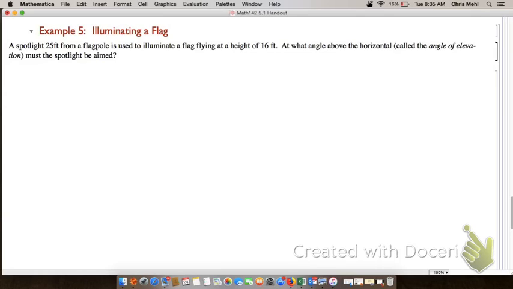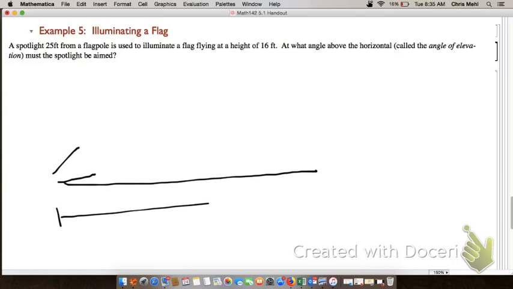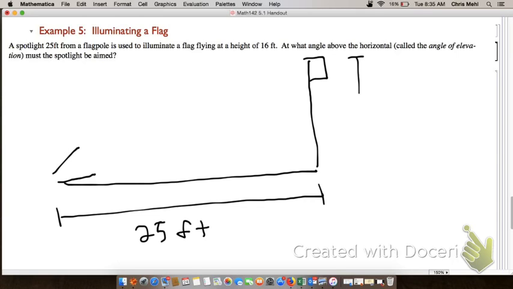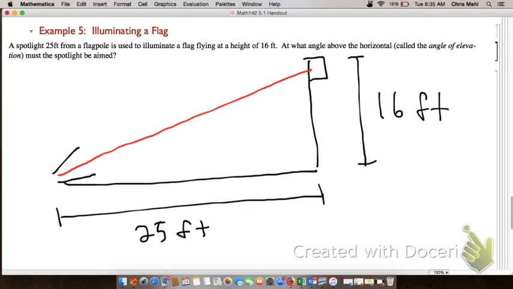Okay. So first of all, I'll draw my terrible picture here of a spotlight. And that spotlight is supposed to be 25 feet from a flagpole that is 16 feet tall. And then what we're trying to do, let me grab red for the hypotenuse, so we want to angle this spotlight so it would illuminate the flag. Now the angle that's formed from the horizontal, we can call that theta, and we're trying to find this angle in degrees.